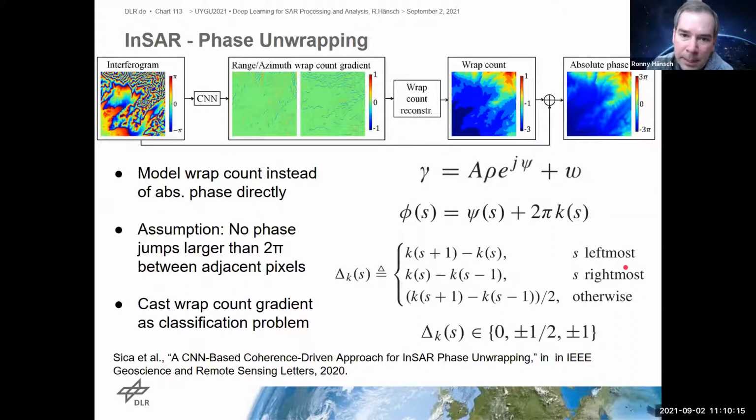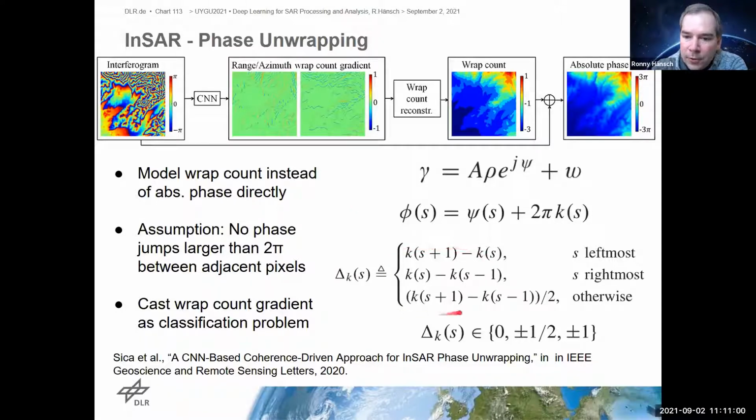So what they did in this paper was to try to do this with a CNN. They tried to make it a little bit simpler, so not directly estimate the absolute phase from this wrapped phase. What they did was to estimate the wrap count, and actually just the change of the wrap count. So they were assuming that between 2 adjacent pixels, you can't have a phase jump larger than 2 pi. This would be a tremendous jump in height. So they assumed that this is not happening. And this means that this wrap count can only change by 1, right? So either it's not changing at all, if the height change is within 2 pi, or it's changing by 1. Right?